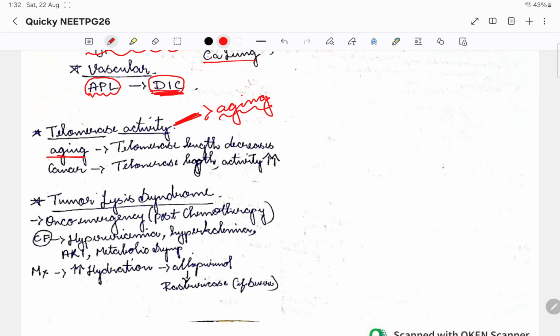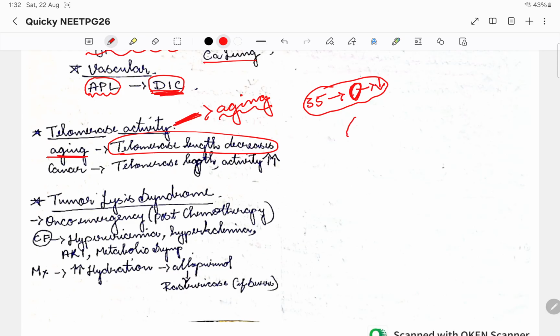So in aging, the telomerase length will be decreased. If you are suspecting aging in a person, suppose a 35-year-old suddenly has skin that looks like an age-old person's, you take a biopsy and test for telomerase activity. If the telomerase length is decreased, you can suspect that premature aging is happening.